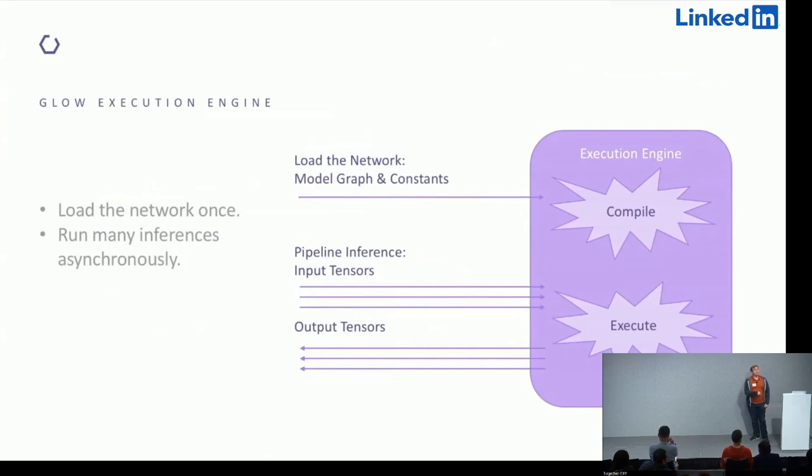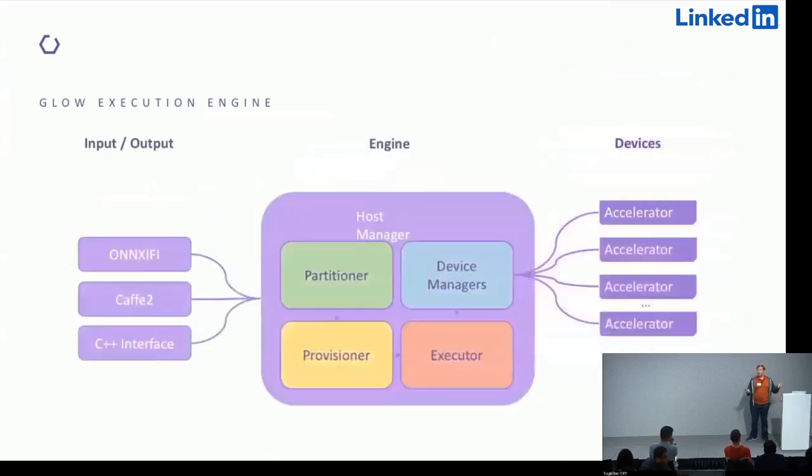So it looks something like this. You first load your network, you provide the model, you load the network and constants onto the card, and now you're ready to just throw requests at the hardware.